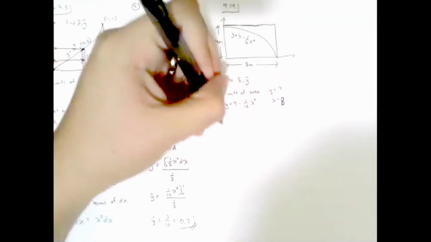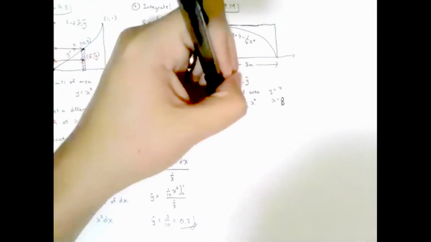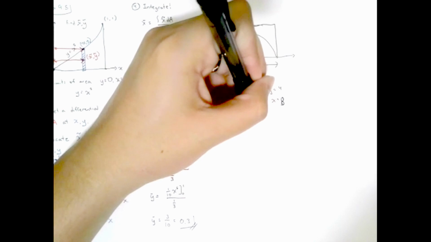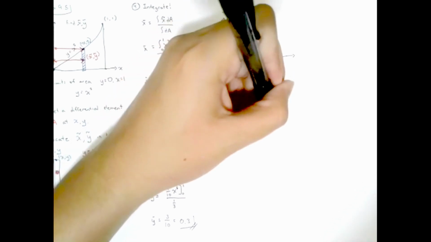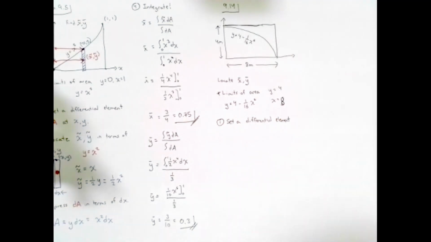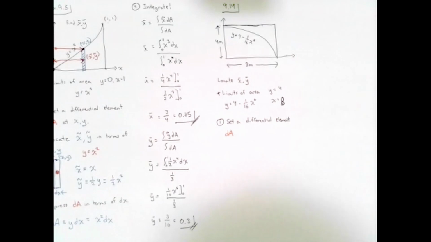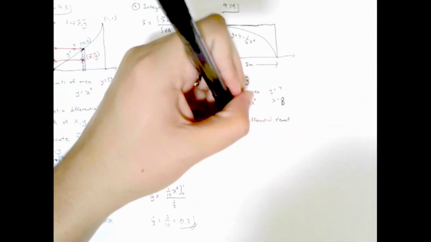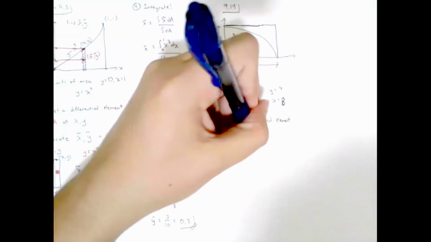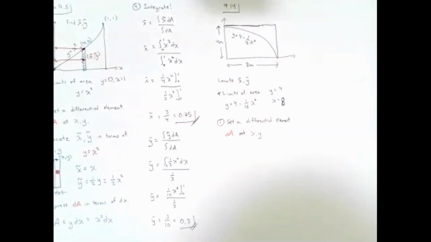So let's start. We know that the first step is to set a differential element. This is a two-dimensional problem, so my differential element will have a small differential area dA, and we're going to locate that element at an arbitrary location x, y. Now here, things become interesting.